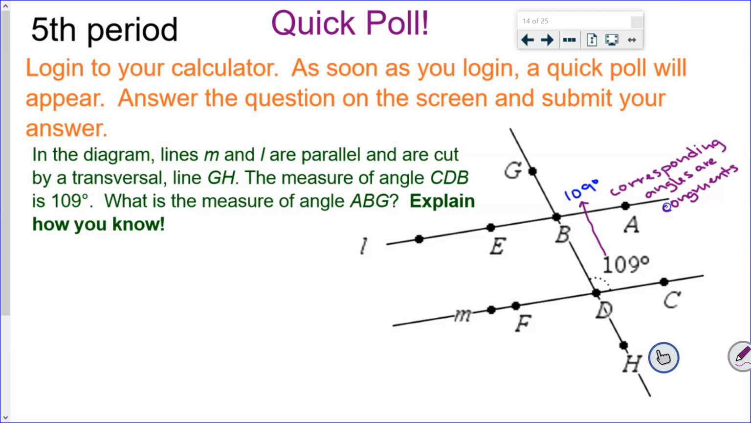However, saying vertical angles are congruent, while that may be a true statement, does not apply to this problem, and it does not address the relationship between these angles.